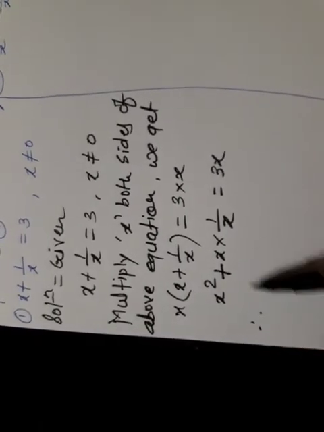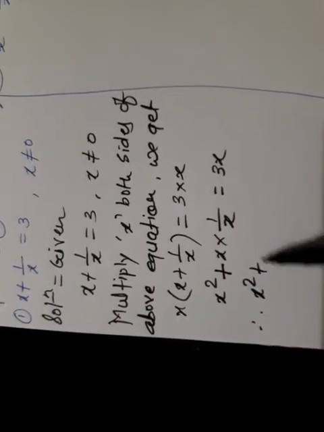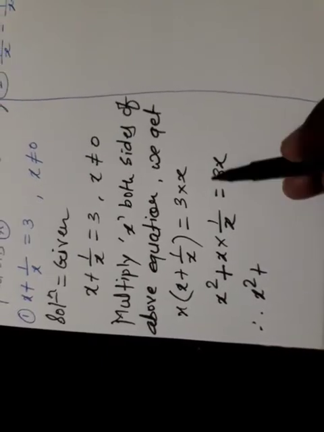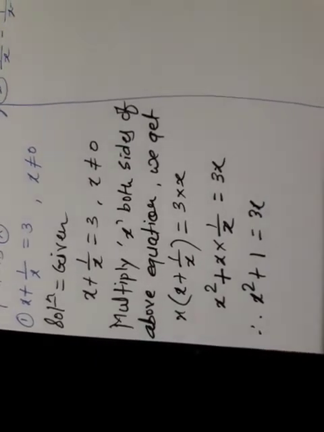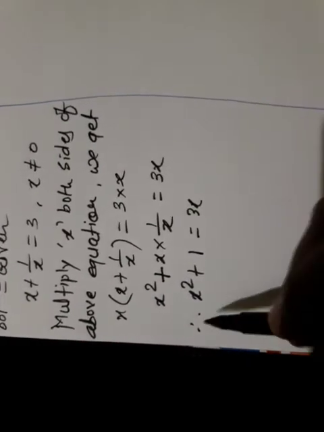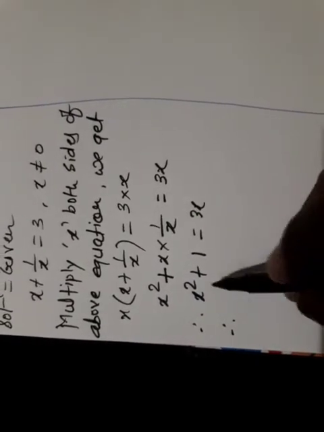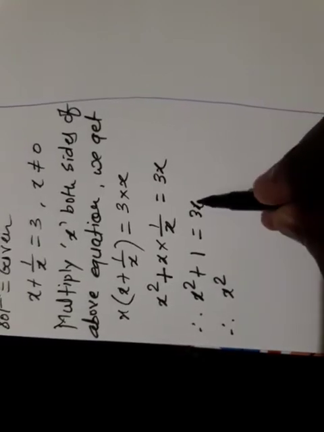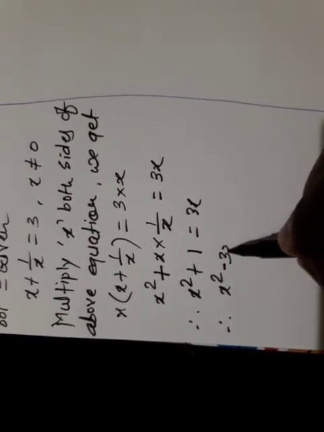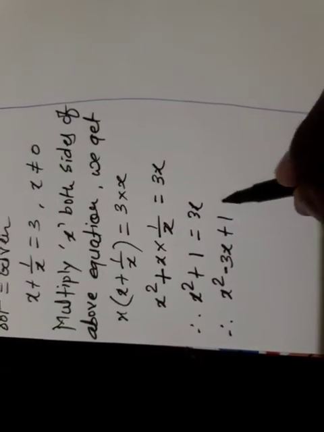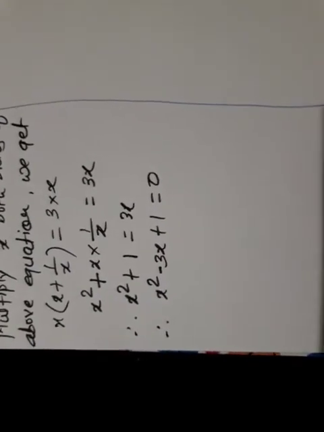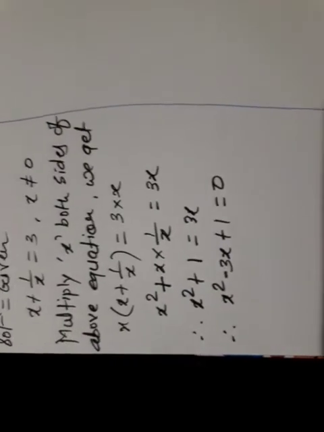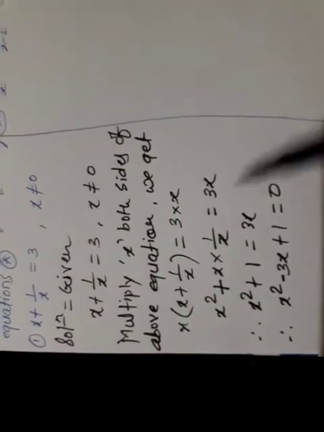Therefore x square plus, here x will get cancelled, only 1 will remain, is equal to 3x. Therefore I will transfer this 3x to the LHS. x square, now it is plus, it will convert into minus, minus 3x plus 1 is equal to 0. This is the required quadratic equation which helps us find the roots of the given equation. Are you getting? Do you understand?